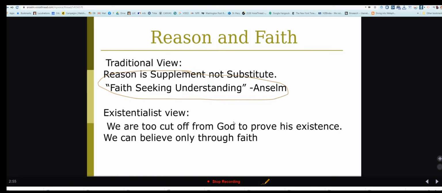The existentialist view is going to be that we can't prove God's existence. We're so cut off from God that we can believe only through that leap of faith.